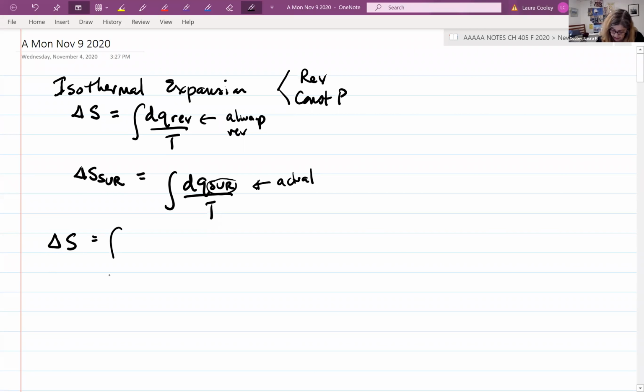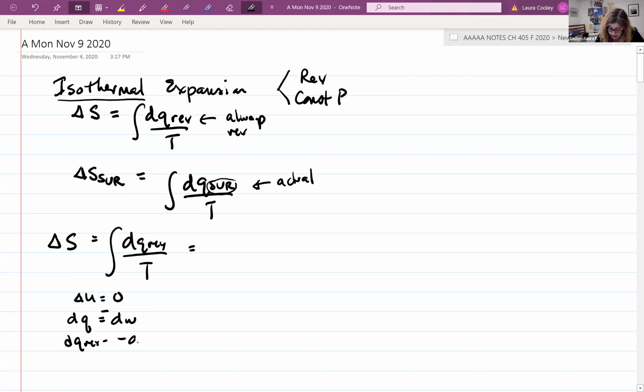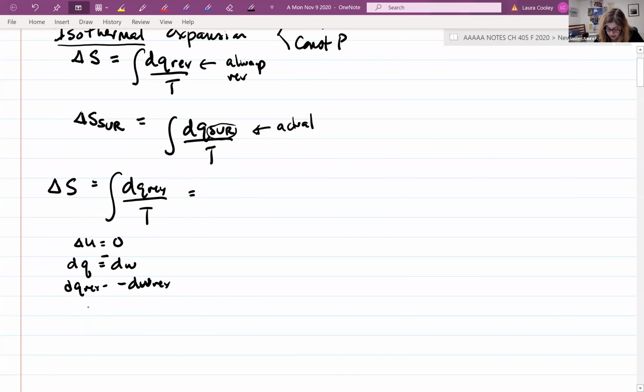So delta S, dQ reversible over T. Okay, so what is dQ reversible? Well, we know that for an isothermal expansion, delta U is equal to zero. That means that dQ is equal to the negative of dW. And when it's reversible, it's just the negative of dW reversible. And we know what dW reversible is. It's minus P dV, where this P here is equal to P external. P gas is P external, we just call it P.